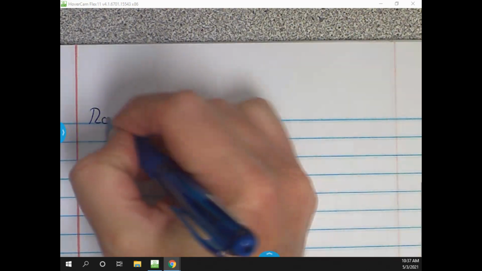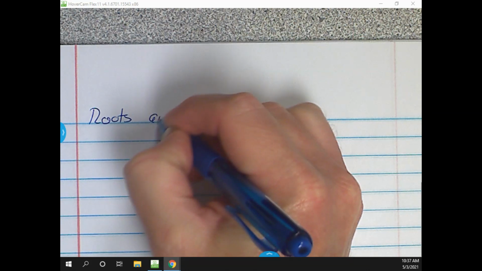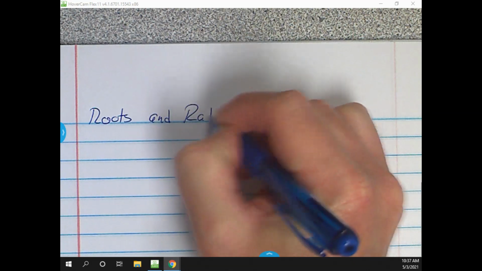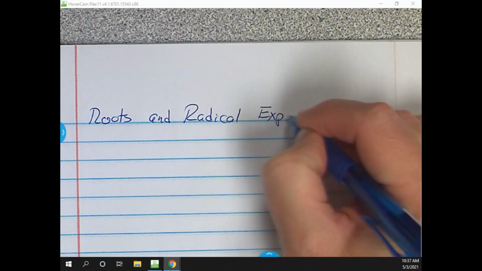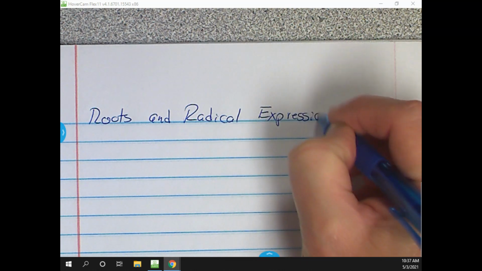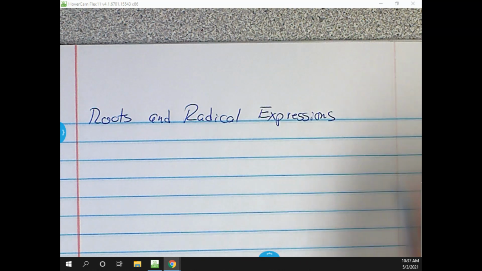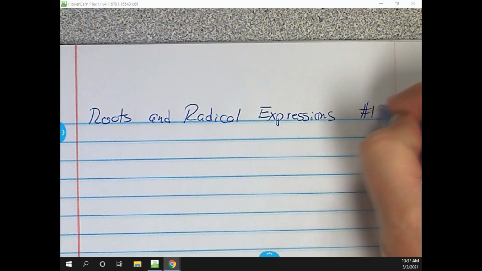All right, so for today, here's what we're working on. We're working on roots and radical expressions. And if you're keeping up with your notes, this is number 19.